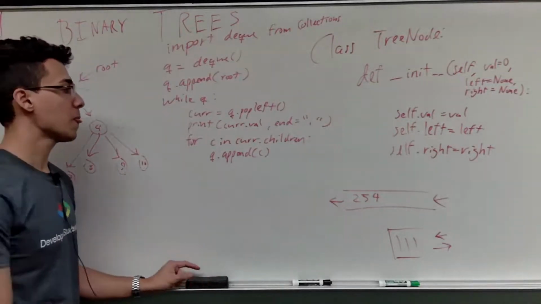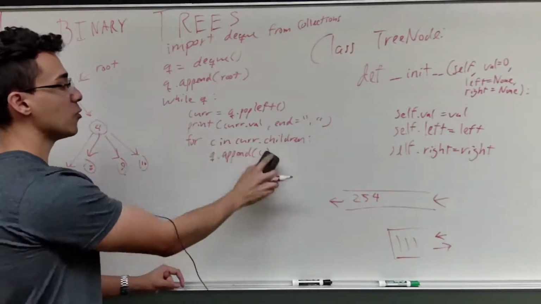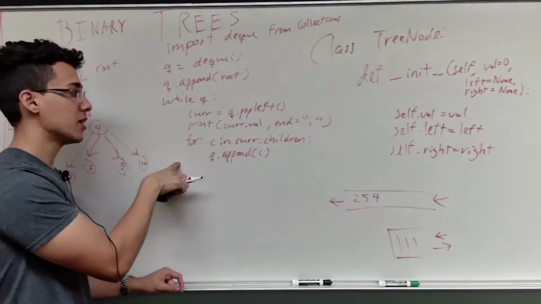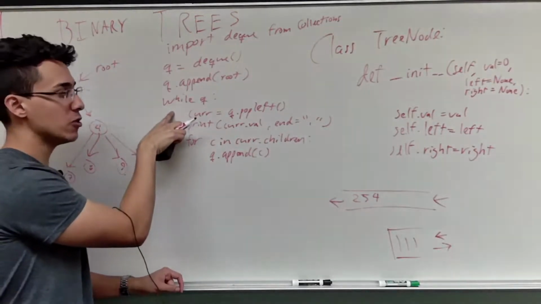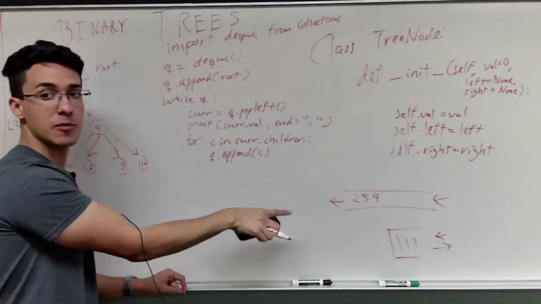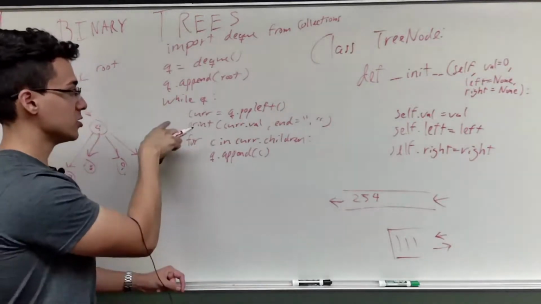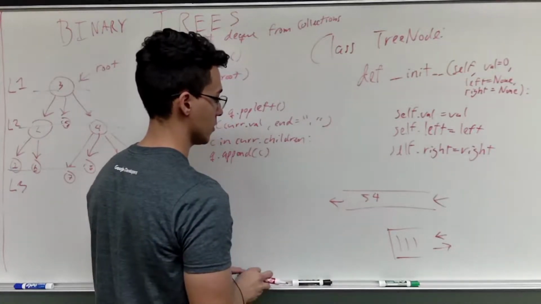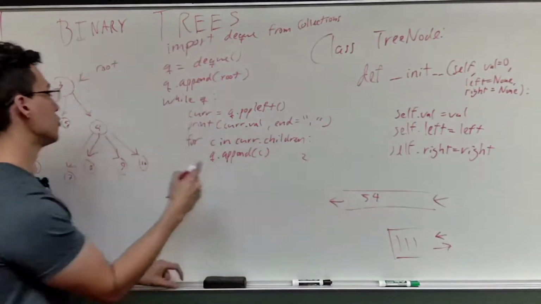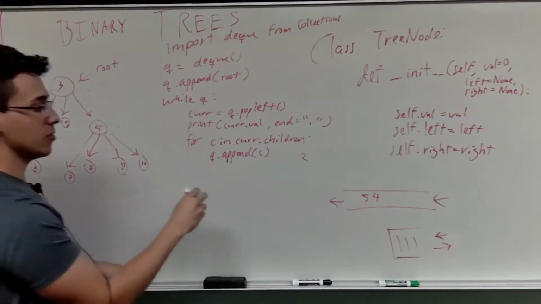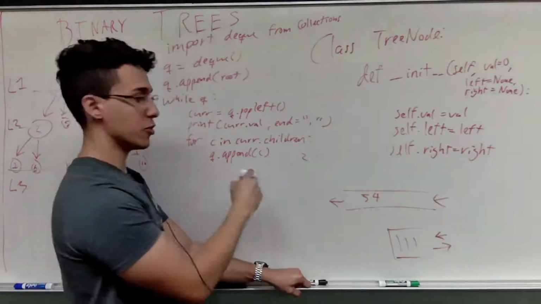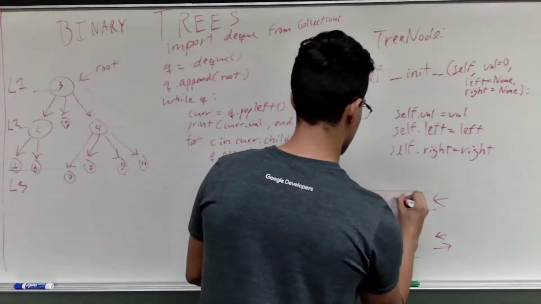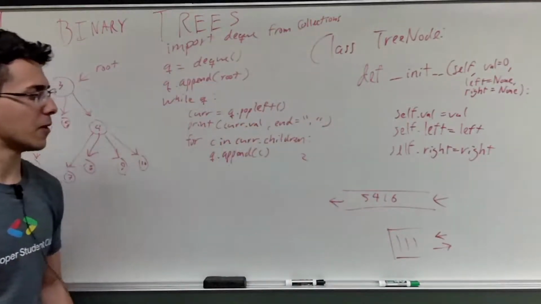So then I'm done adding the children in this for loop. I go back and I check if Q is not empty, and it's not. So we can still do work. Then I pop from the left, which is 2, and I get 2's children, which is 1 and 6. So I append the children, 1, 6. All right?